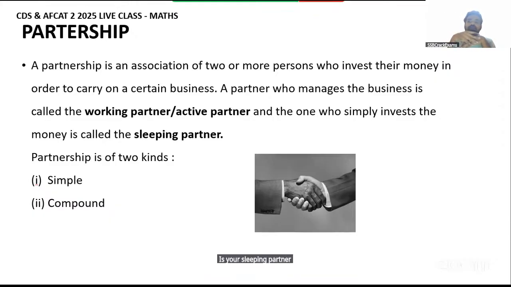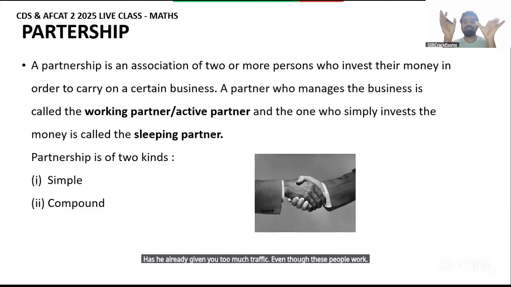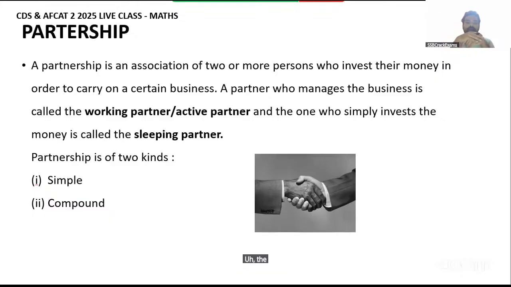Now you have to do the work, because you are not giving money to your company. Someone else is giving the money, so obviously he will not work, because he has already given you so much. That partner is known as the sleeping partner. This is the one who invests the money in the company. Basically, partnership can be of two types. One is simple and one is compound.